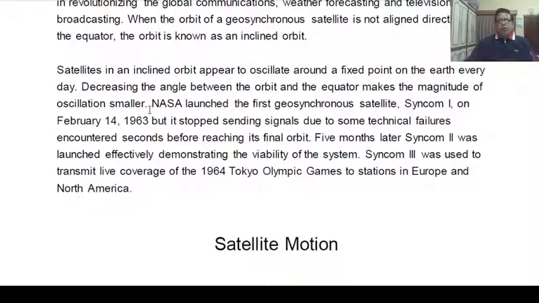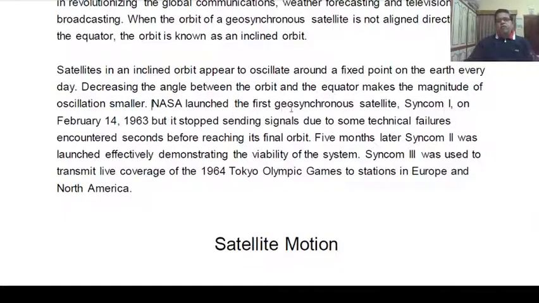This is a very important point. Again, satellites in an inclined orbit appear to oscillate around a fixed point on the Earth every day, and decreasing the angle between the orbit and the equator makes the magnitude of the oscillation smaller.